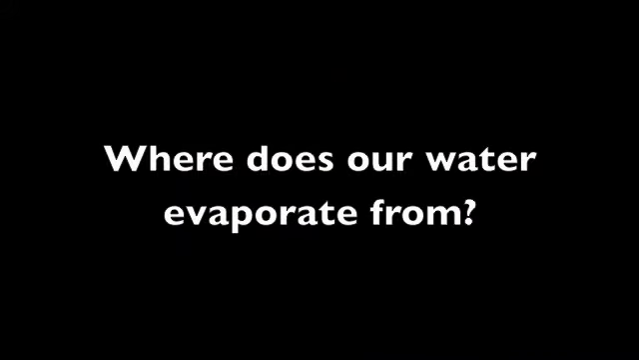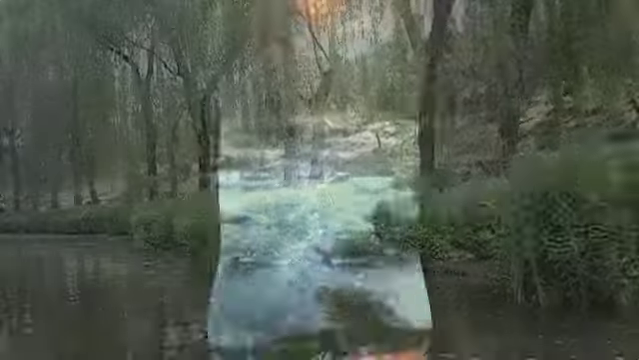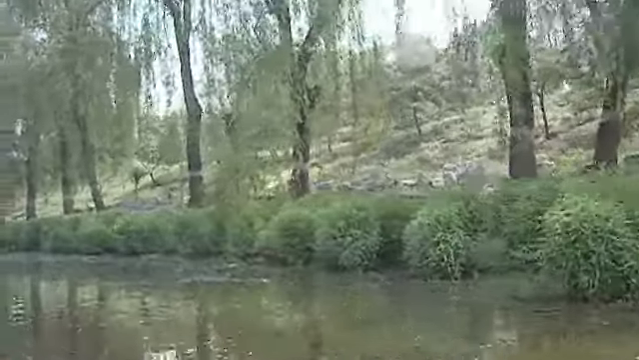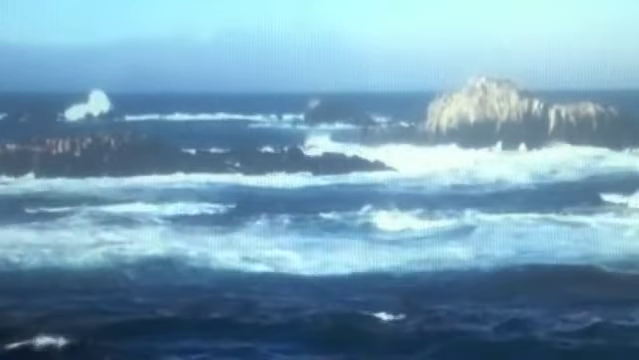Where does our water evaporate from? Our water evaporates from all sorts of different places. Puddles on the sidewalk, streams, rivers, the ocean, and even from out of the ground. Evaporation is the process of turning a liquid into a gas.